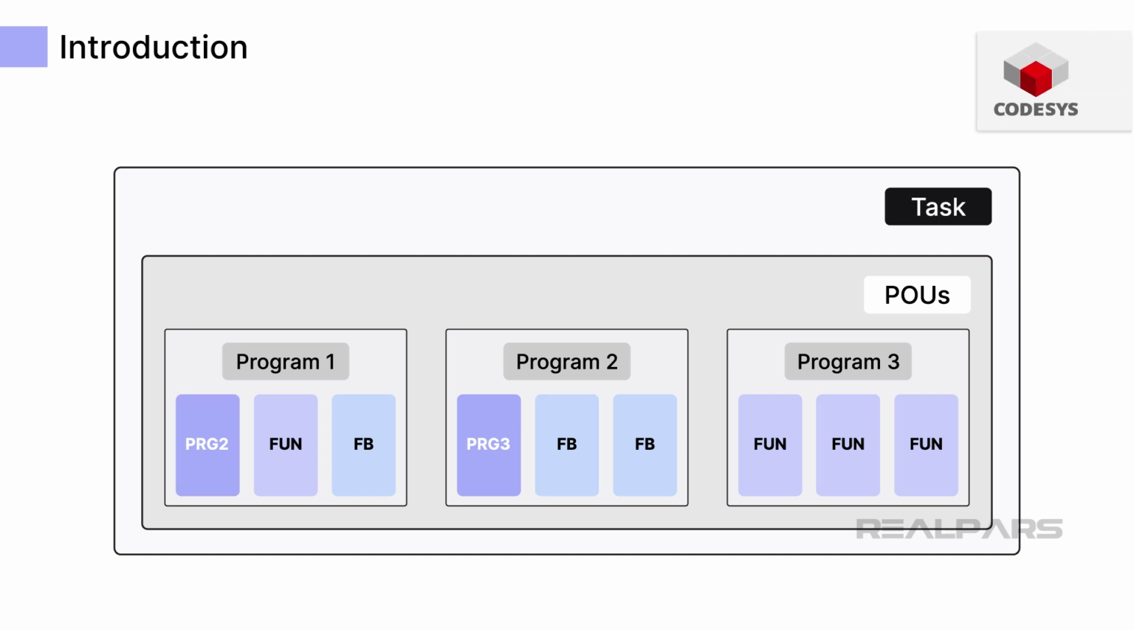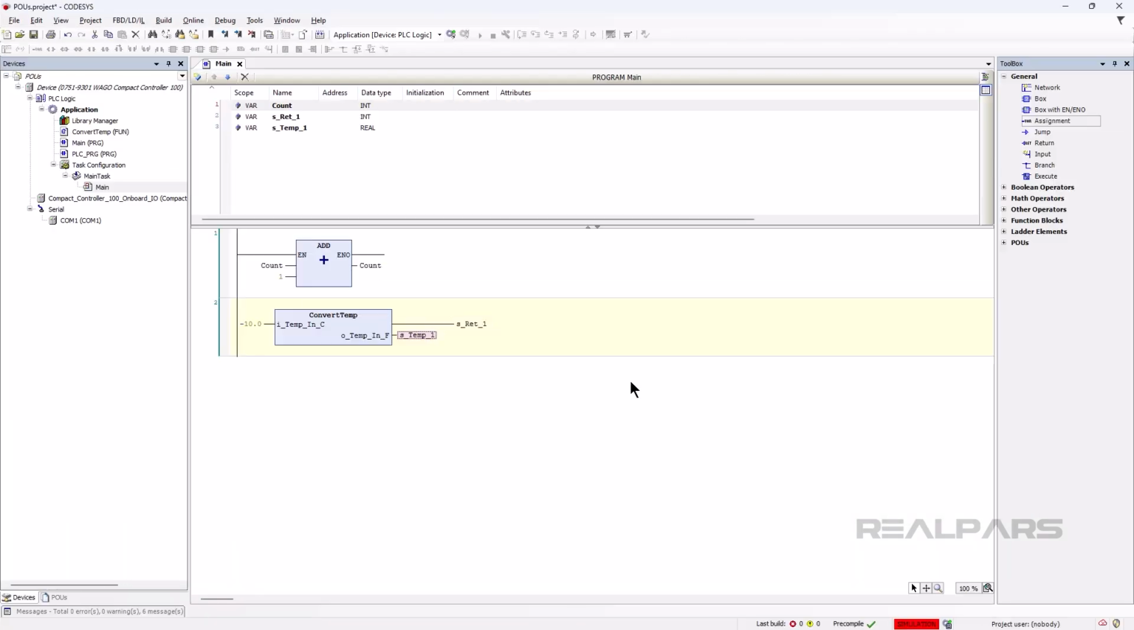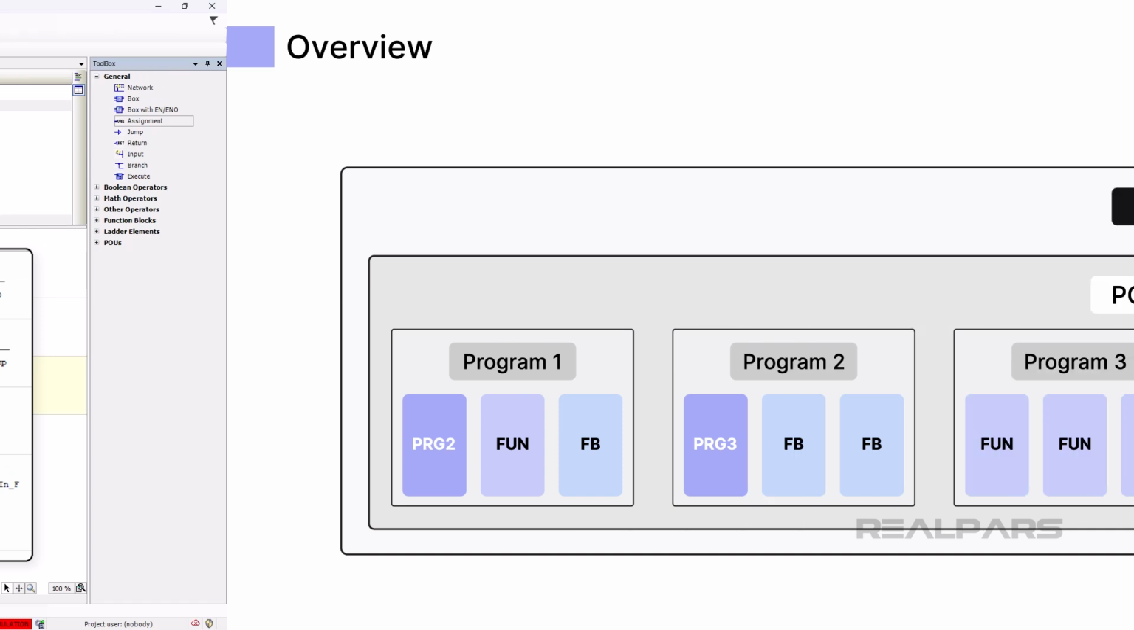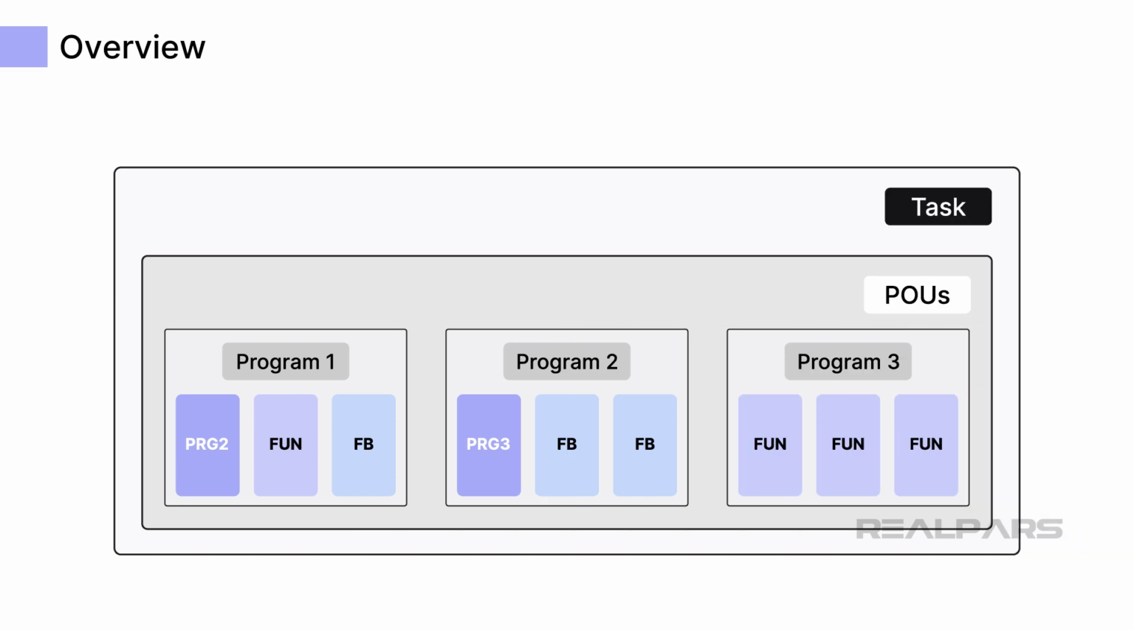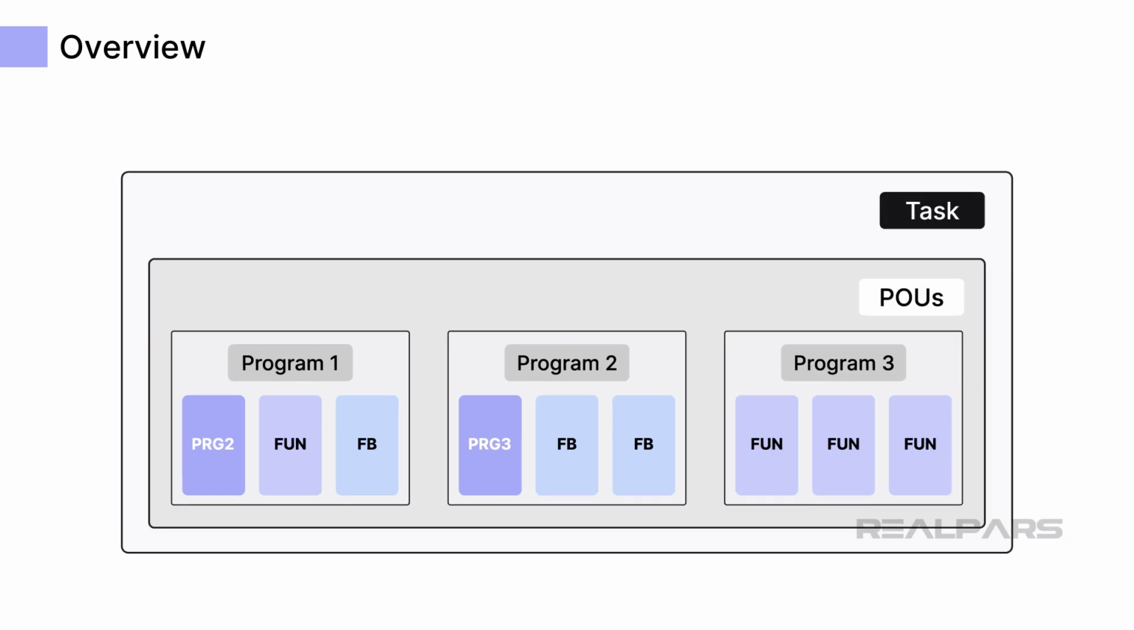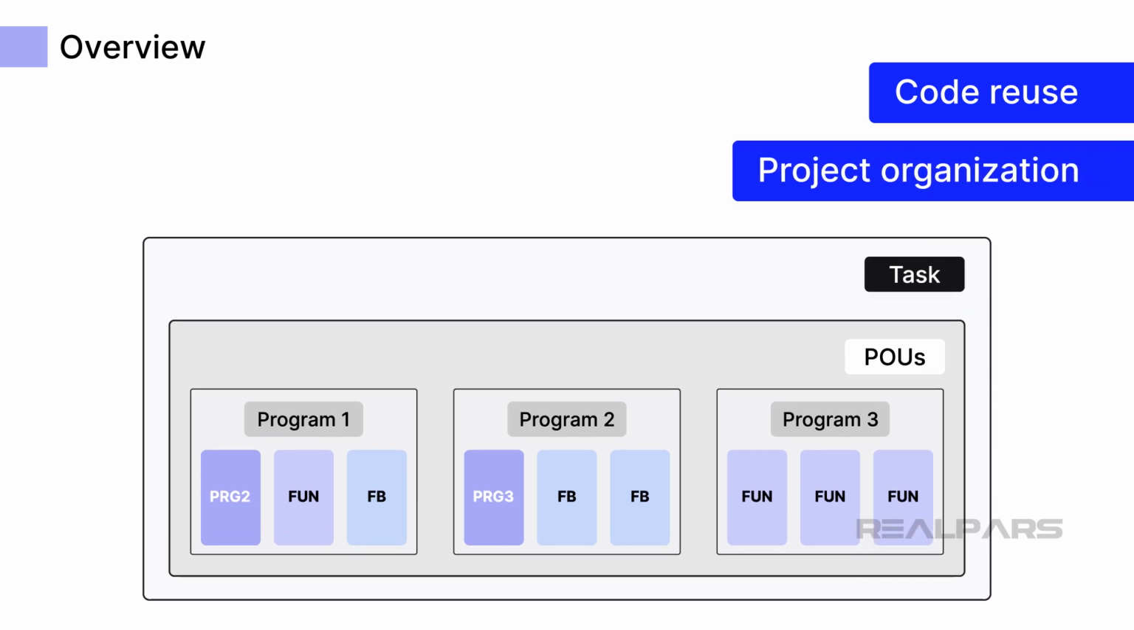Let's get started by talking about what POUs are and why they're useful. POUs are blocks of code that can be reused in a project or across multiple projects. To use a POU, you call it in your application. When you call a POU, the code inside the POU is executed. The two main advantages of using POUs in your PLC projects are code reuse and project organization. Let's look at each of these advantages in more detail.